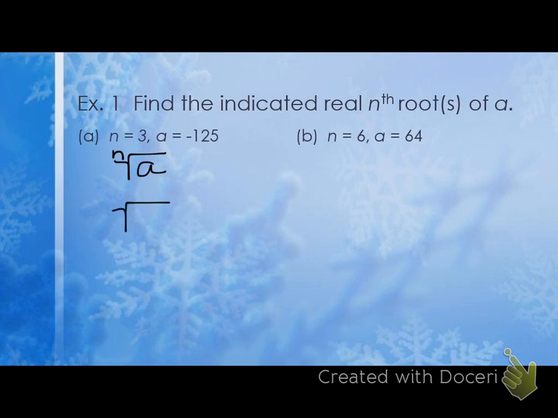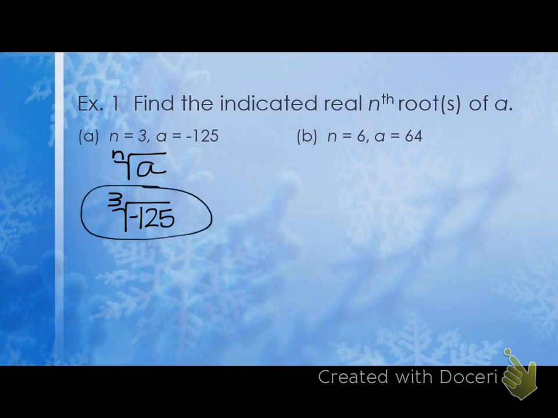What root are they asking us to find this time? Class, what root are they asking us to find this time? 3. So we're finding the third root. So outside the radical, sitting right there on the lip, we're going to put the 3. And then what is our a value? What are we finding the third root of? Very good.